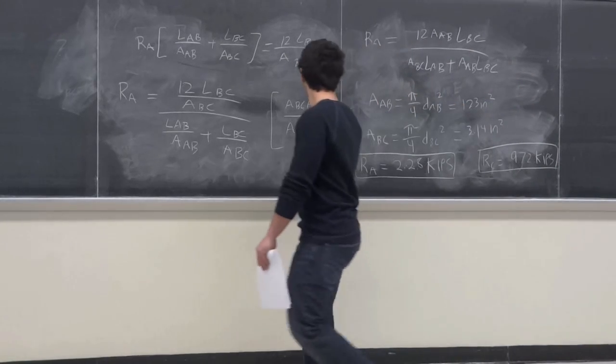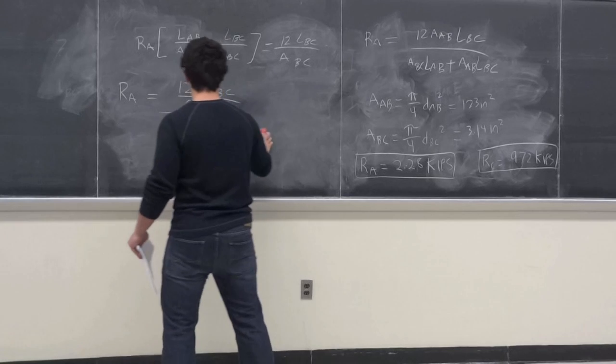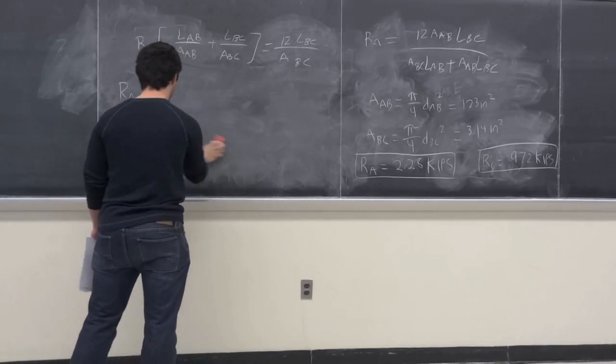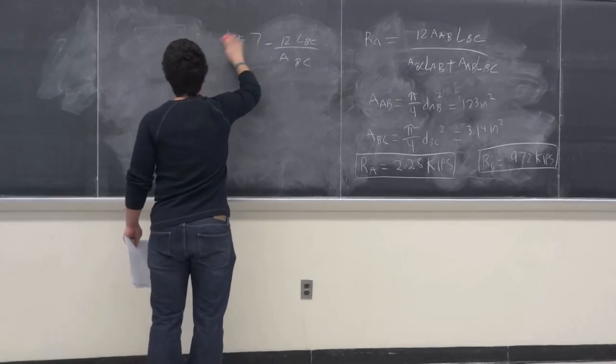Okay, so first they were asking for the reaction forces, and now they want the stress in each rod. Once you find the reaction forces, then you can get the stress of each rod. Remember, the top rod, AB, is in tension, and the bottom rod, BC, is in compression.